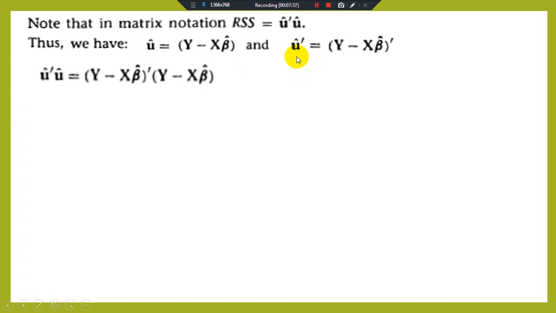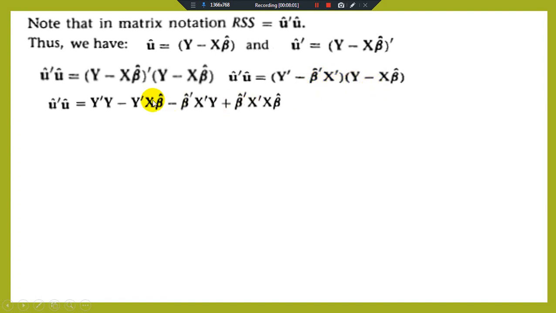Now we multiply the values of u hat and u hat prime, and we get this. Now we simplify u hat prime. We multiply y hat with this part and minus beta hat prime x prime with this part, and we get this. This is a very simple derivation process.